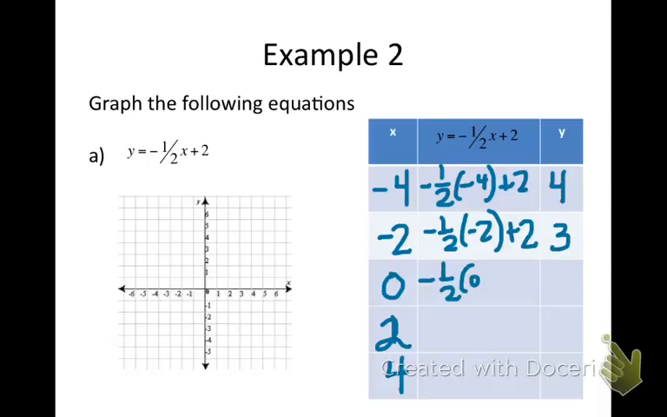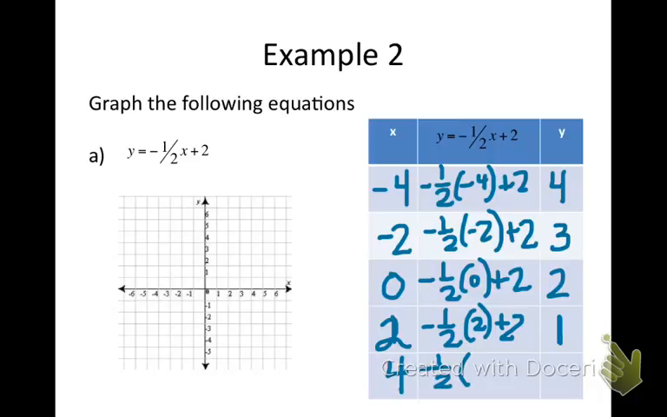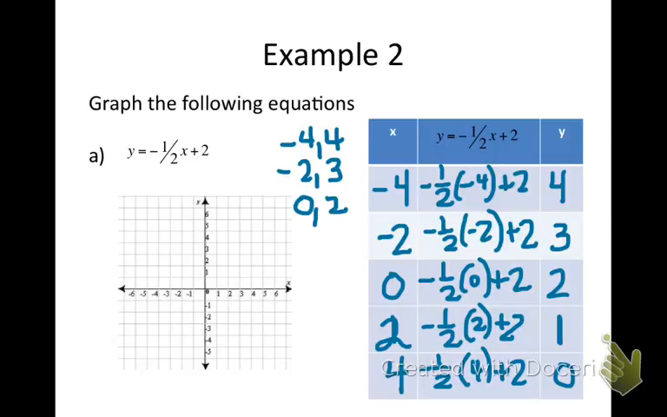Anything times 0 is 0. 0 plus 2 is 2. A negative times a positive, however, is a negative. So -1 plus 2 gives me a positive 1. A negative times a positive is a negative, so this will be a -2 plus 2 is 0. So I will be graphing (-4, 4), (-2, 3), (0, 2), (2, 1), and (4, 0).